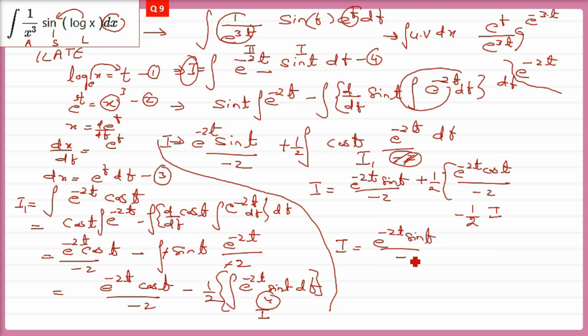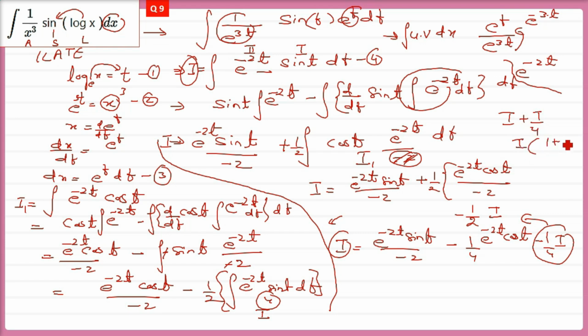So e raised negative 2t sine t negative 2t, this doesn't change. Here we have half and negative 2 will be negative 1 by 4, e negative 2t cos t. Now when we multiply half with negative half, it will be negative 1 by 4, and this will be I. Negative 1 by 4 I will be taken on the left. So we'll combine this I and 1 by 4 I, and this will give you 5 by 4 I. 1 plus 1 by 4 is 5 by 4. So 5 by 4 I will be equal to, now we can take something common here.